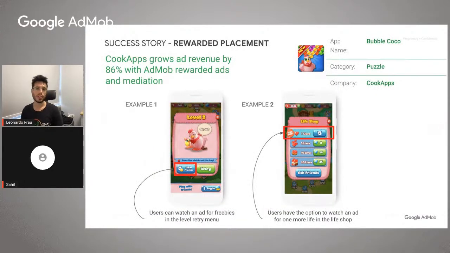Great. So this is an example with CookApps. CookApps grows ad revenue by 86% with rewarded ads and mediation. As you can see here, on the screenshot on the right, users can watch an ad for a reward in the level retry menu, or users can have the option to watch an ad for one or more lives in the live shop. So these are just a few examples for you to visualize where you can implement rewarded ads.